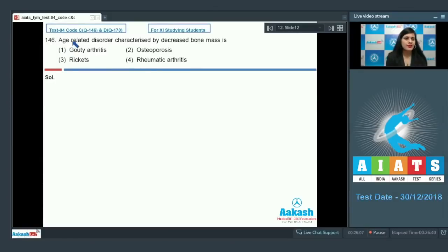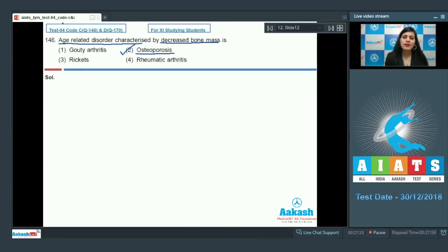Question number 146. Age-related disorder characterized by decreased bone mass is, and this is a direct line from your NCERT book, and the correct answer to this question is option number 2, that is osteoporosis. Elderly females are more prone to this age-related disorder called osteoporosis, which leads to decreased bone mass. And the main reason for this is deficiency of hormone known as estrogen.